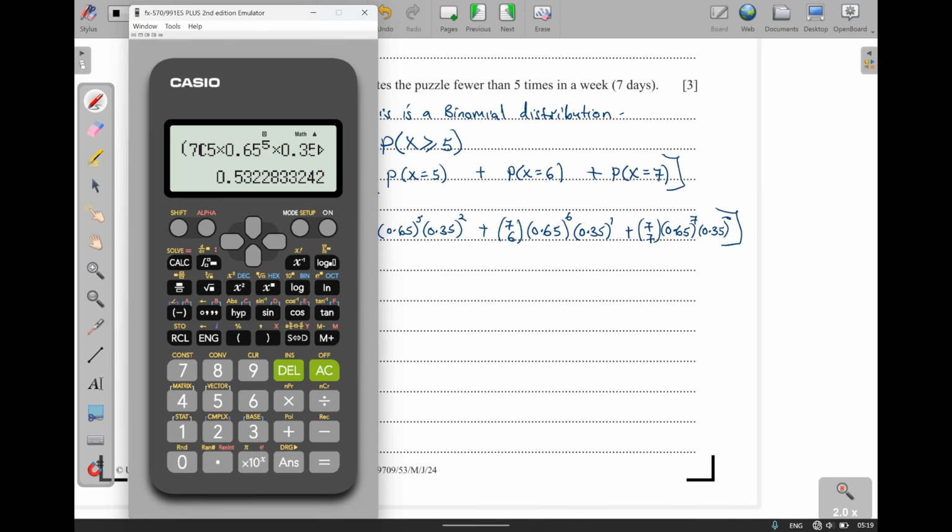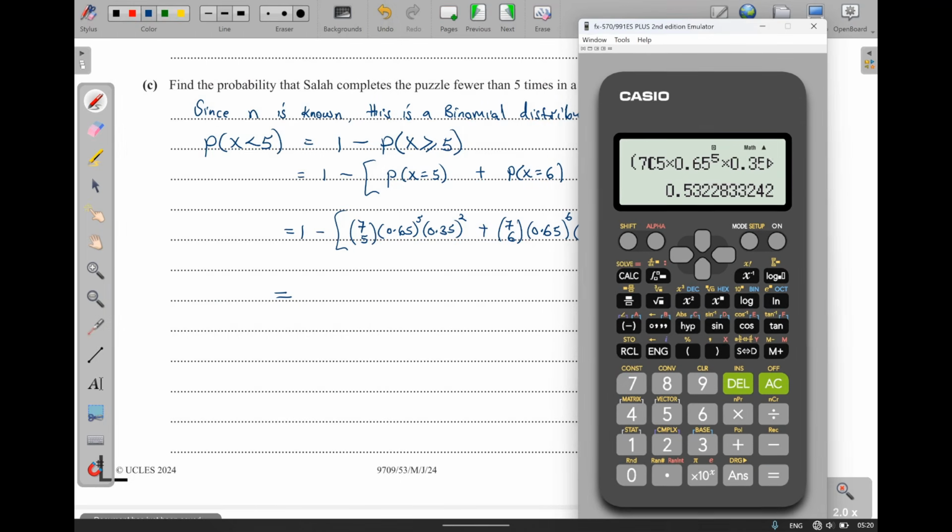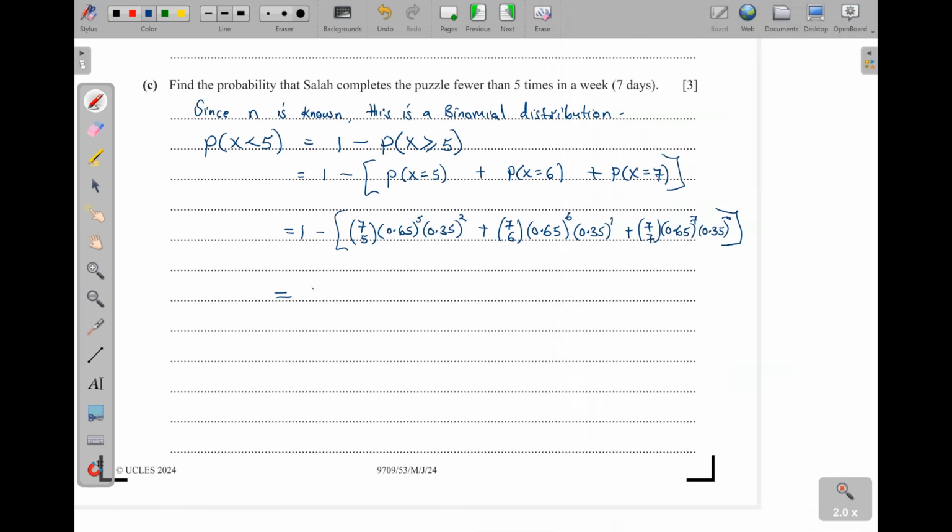So altogether, I get 0.5 and the rest of those figures. But then I have to subtract this one from a 1, okay? So I'll say 1 minus that answer. So it gives me 0.468 to 3 significant figures.